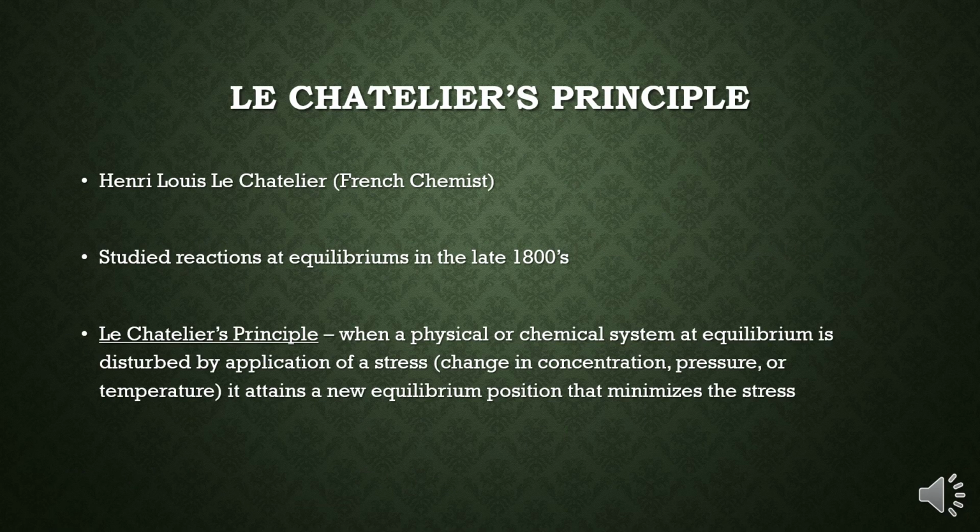Le Chatelier's Principle. Henry Louis Le Chatelier, he was a French chemist who was very active in studying equilibrium in the late 1800s. He created Le Chatelier's Principle. When a physical or chemical system at equilibrium is disturbed by an application of stress, which can be a change of concentration, adding something, a change of pressure, changing the space, or a change in temperature, obviously changing the temperature, the system will attain a new equilibrium position that minimizes the stress.